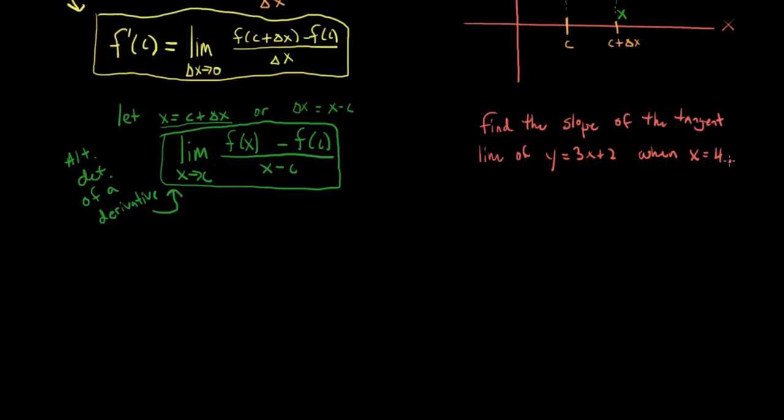Okay, what point is this? Well, when x equals 4, what does y equal? That's telling us the point. Now, what's y equal when x equals 4? It would be 3 times 4 is 12, plus 2. So at the point (4, 14), we're looking for the slope of the tangent line to this function at this point right here.